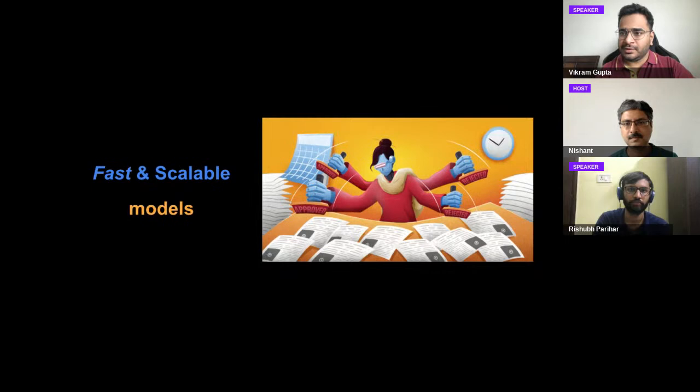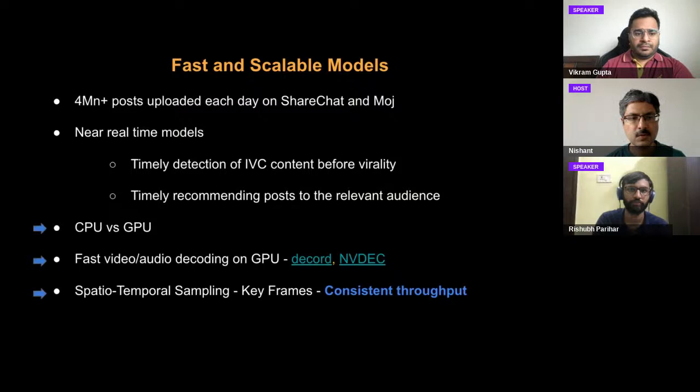Rishabh, over to you. Thank you, Vikram, for this introduction. It was good. Mostly we have covered quite a lot here. Now, let's say we have trained accurate models. The question is, how can we deploy them for the volume of posts that we are seeing each day? 4 million posts each day are being uploaded on ShareChat and Moj. So I think we are making a transition here. Vikram covered a lot about how to encode different modes, and how they are combined and fused in different ways. Are there any questions about that, audience?